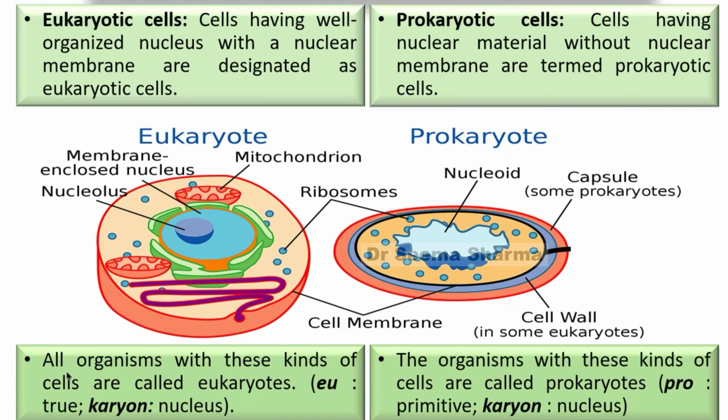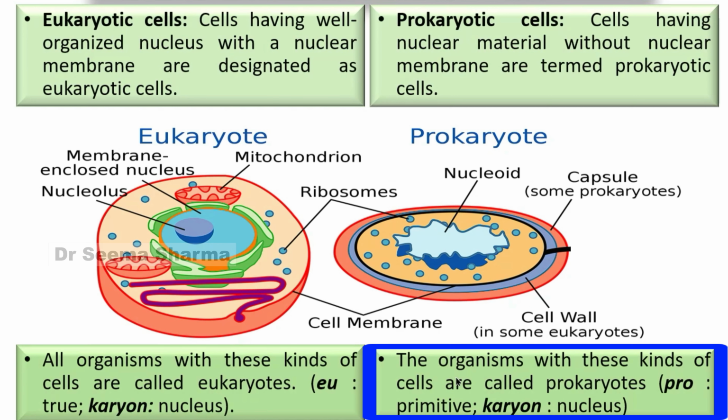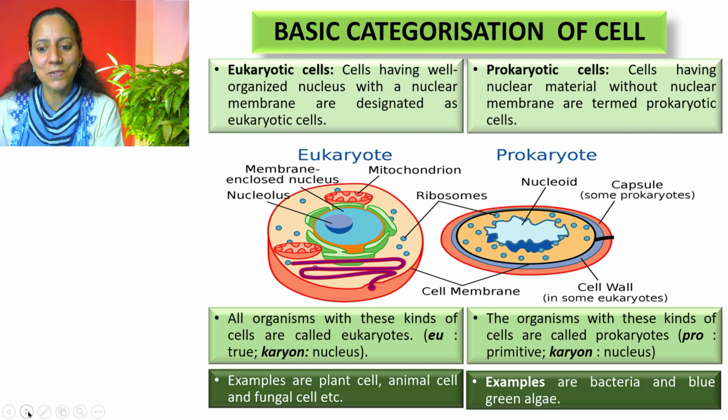So now we know that all organisms with eukaryotic cells, they are called eukaryotes, and eu means true and karyote means nucleus. Whereas on the other hand, all those organisms which are made up of prokaryotic cell, they are called prokaryotes. Pro means primitive and the karyon means nucleus. वो सेल जिसमें primitive टाइप का न्यूक्लियस है. primitive टाइप का न्यूक्लियस कैसा हुआ? जिसके अराउंड कोई मेम्ब्रेन नहीं है, वो न्यूक्लियर मटेरियल फ्रीली फ्लोटिंग इन द सेल है. They are called prokaryotes. Now coming to the examples of these two.